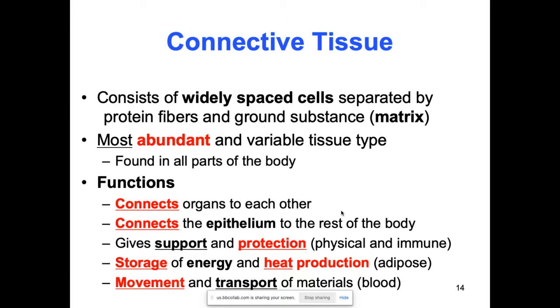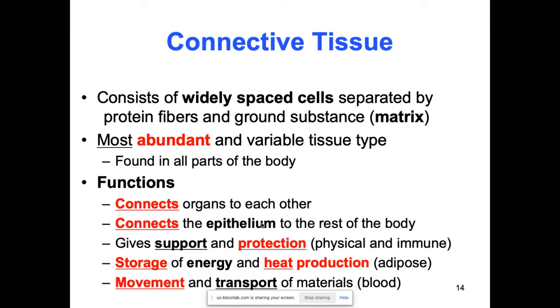So connective tissue is the most abundant and variable type of tissue in the body. And there's a bunch of different functions of connective tissue. They do connect organs to each other. They even connect the epithelium to the rest of the body. They give support and protection to us.